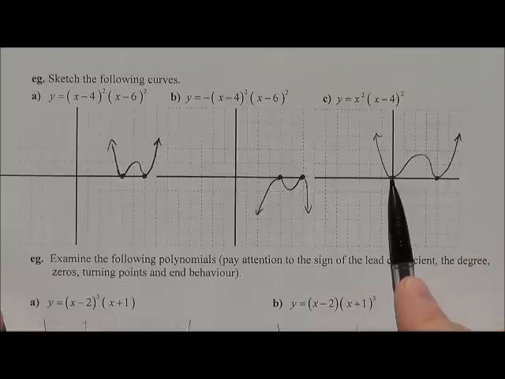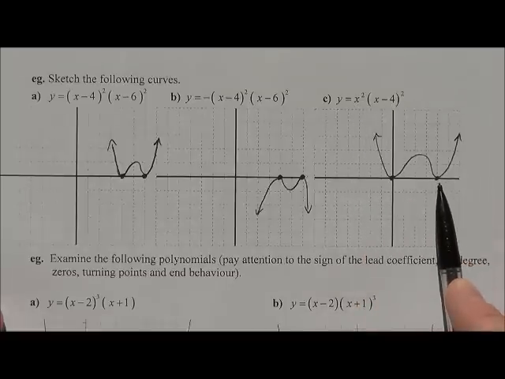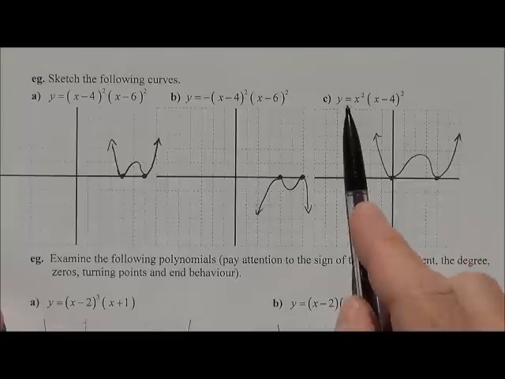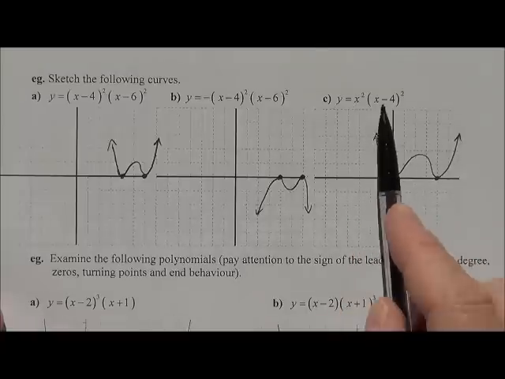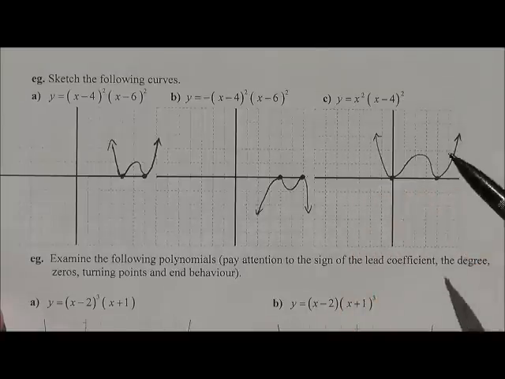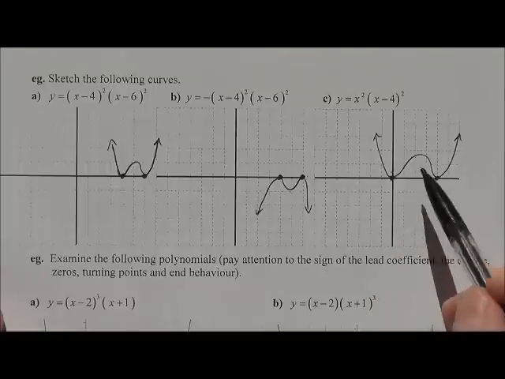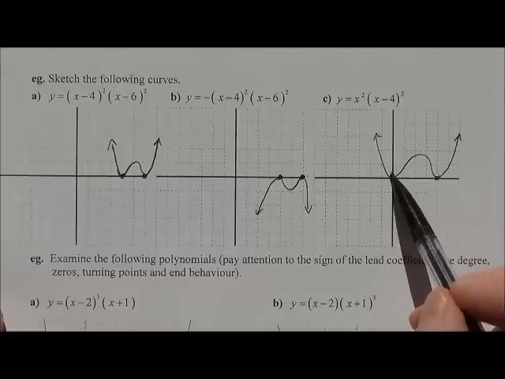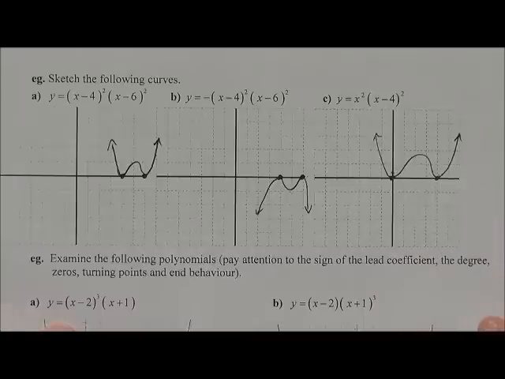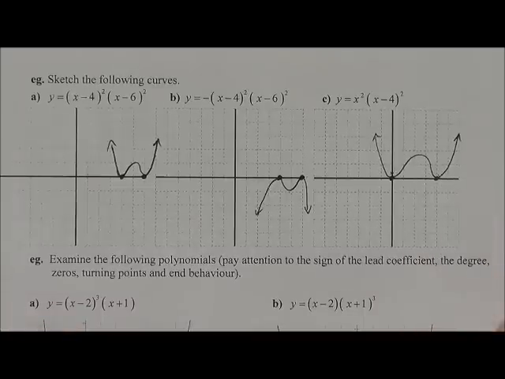And again now, quadratic root at 0 and at x equals 4. Opening up because of the lead coefficient. W shape because it's degree 4. 2 double roots at 0, 2 double roots at 4. So there's 4 roots, but only 2 distinct zeros at x equals 0 and x equals 4.